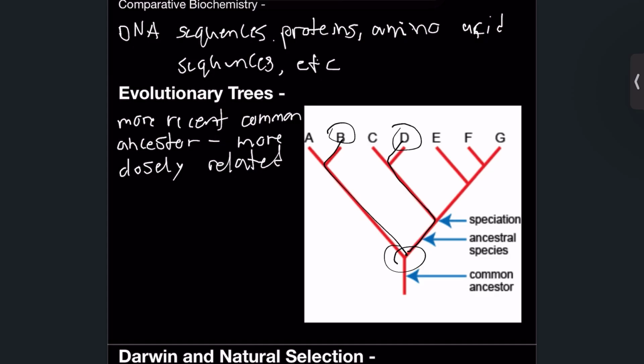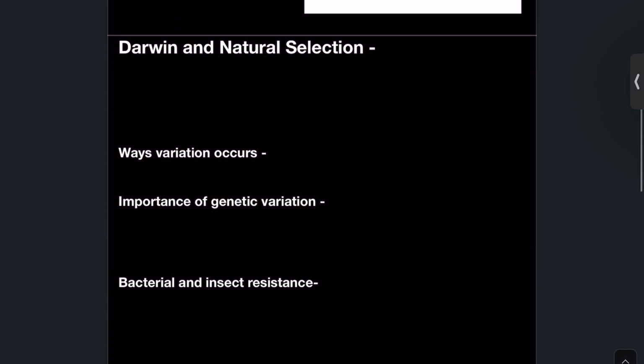So this allows us to tell when they diverge into different species and how closely related they are. We also know that the closer they are, the more closely related they are. For example, D and C would be more closely related because they share a common ancestor here, while D and B would be more distantly related, with a common ancestor way further back in the past because it's all the way back over here, which is significantly farther. So that's how you analyze evolutionary trees.